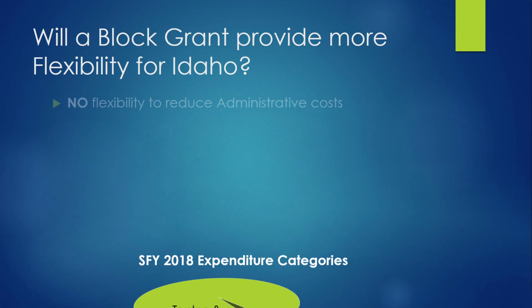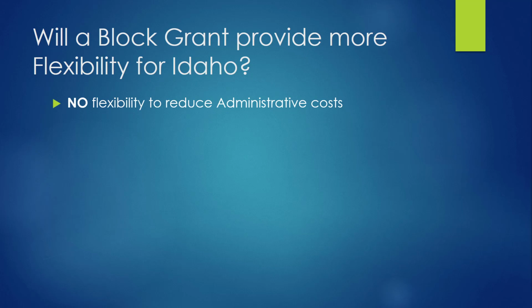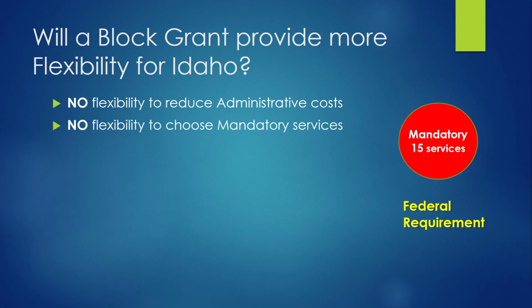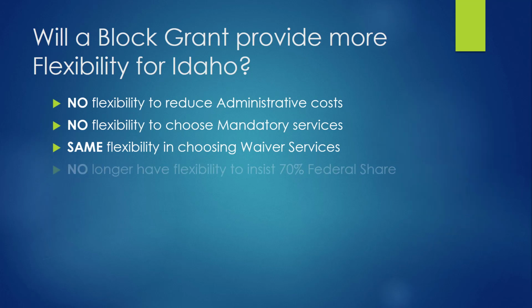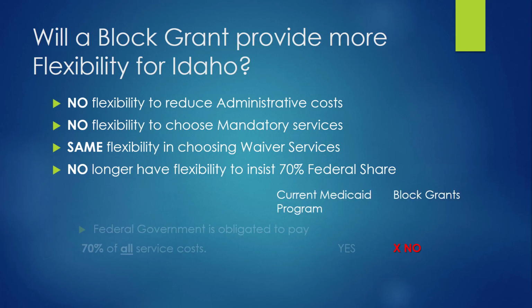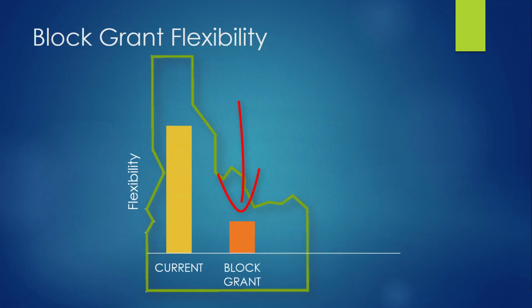There's no improvement under a block grant to reduce the cost of administration because they're already at 3%. We haven't achieved any greater flexibility about choosing mandatory services. We still have the same flexibility we had with waiver services. The difference is we no longer have the flexibility to insist that the federal government pay its fair share of 70% of the cost. So under a block grant, the state actually has reduced its flexibility.